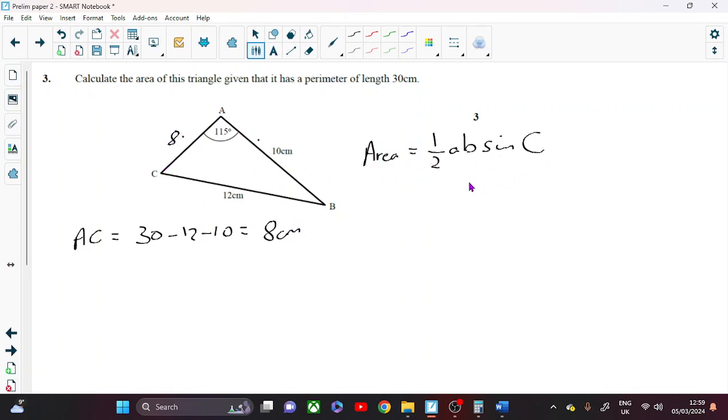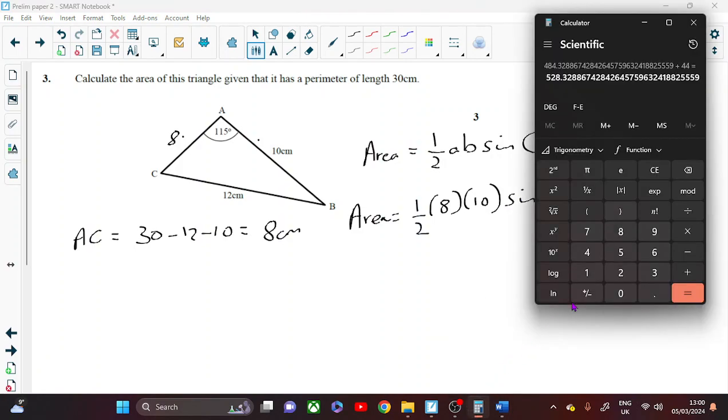Okay. And we're going to use the formula. So we have got the area is a half times 8 and 10 and sine 115. Right, so let's get our calculator back out.